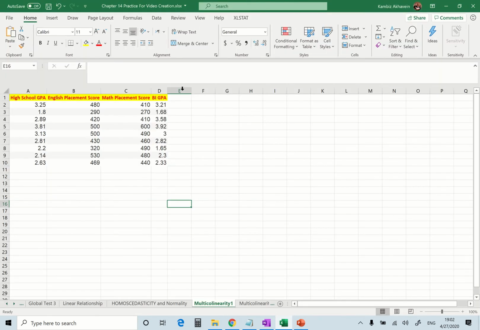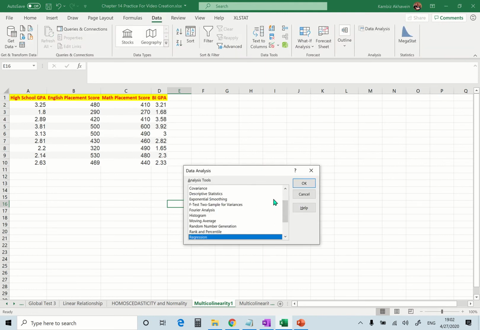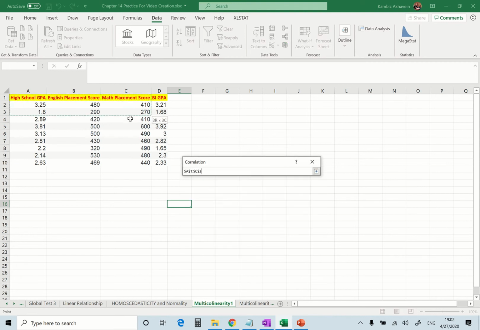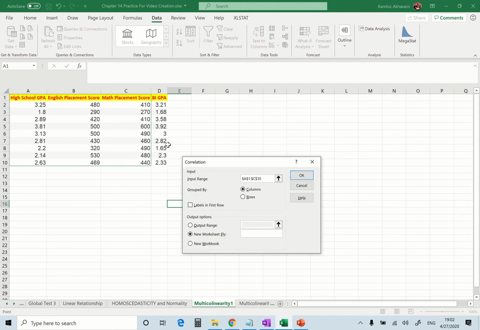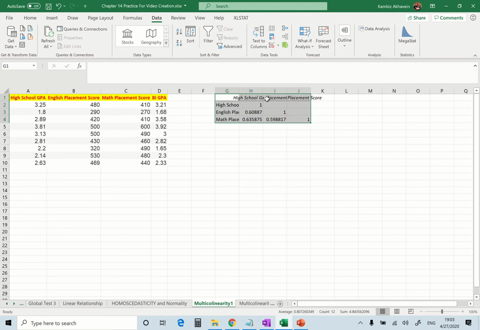Okay, so the first thing that I do, I go to Data, Data Analysis, and I go to Correlation, okay, and put in all the independent variables, only the independent variables. Look, I did not put the dependent variable in there, only the independent variables. Okay, and now I check all the independent variables.